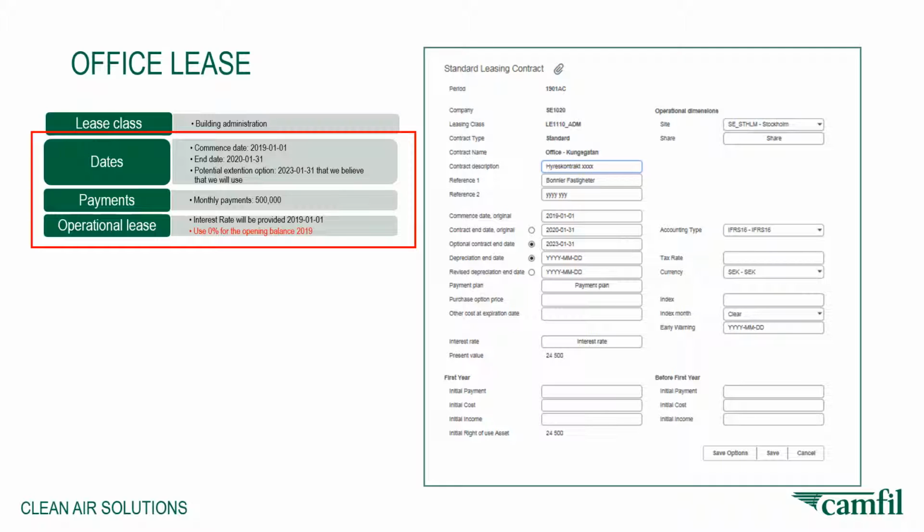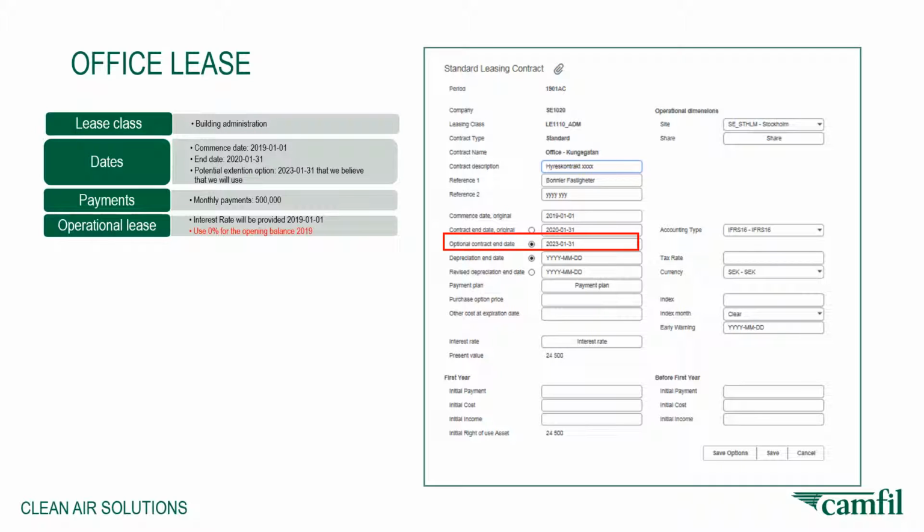The monthly payments are 500,000 Swedish kroner, but remember, when entering figures in RO lease, you must register payments in thousands with 3 decimals. One thing to note is the interest rate is listed as 0% because that information will not be provided until January 1st, 2019. Starting January 1st, 2019, the Treasury will provide interest rate values on the Camfil intranet on a quarterly basis.